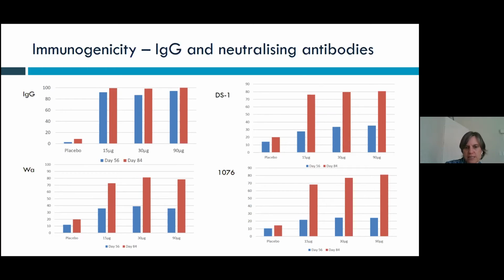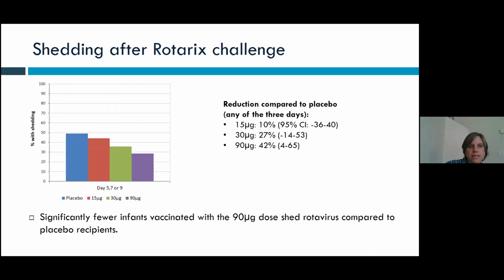And if we really then looked at the shedding, we could see that there were significantly fewer infants vaccinated with the highest dose that shed Rotarix compared to the placebo vaccinees. So remember, we'd given them a challenge dose of Rotarix and then looked at shedding. Therefore, those that responded better had less shedding of the vaccine.